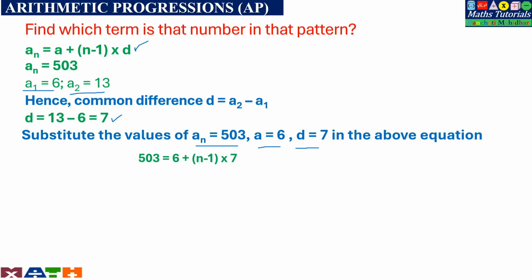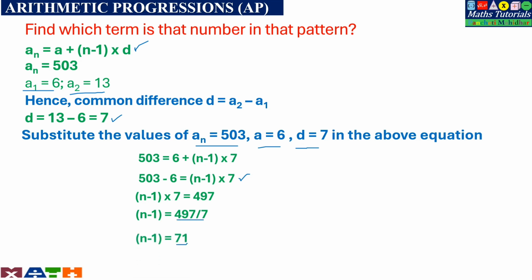503 is equal to 6 plus n minus 1 into 7. Plus 6 will go to the left hand side and becomes minus 6. 503 minus 6 is equal to n minus 1 into 7. We can rewrite the above equation as n minus 1 into 7 is equal to 497. N minus 1 is equal to 497 by 7. N minus 1 is equal to 71. N is equal to 71 plus 1, that is equal to 72nd term.